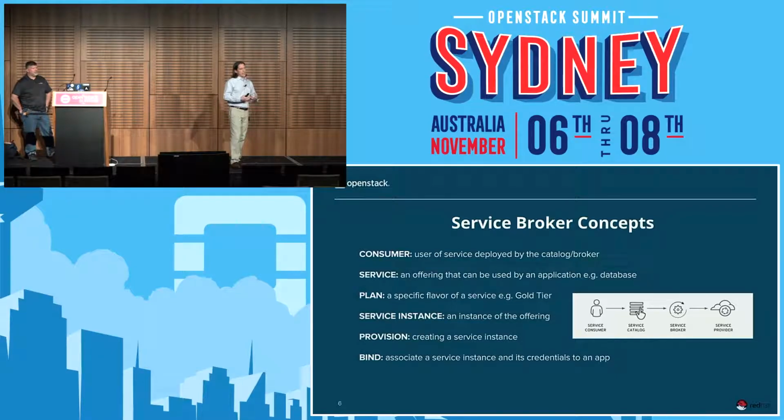A service instance is the deployed service. It's the running instance of that service. Provisioning is where you create, or request the creation of, that service instance. And then binding is where you associate two services together. Essentially, you're passing credentials to the application so they can talk together.